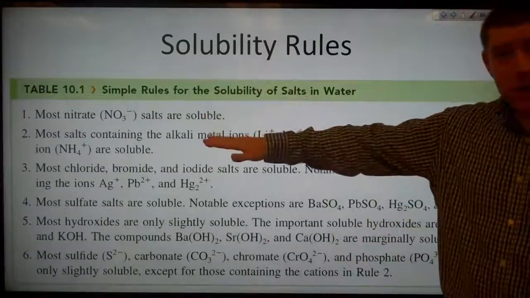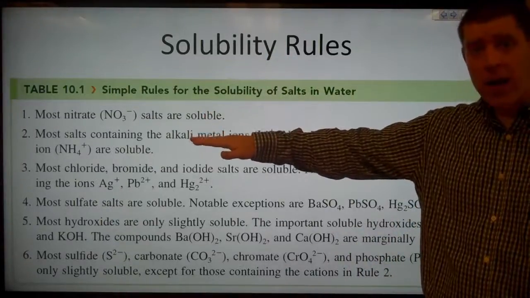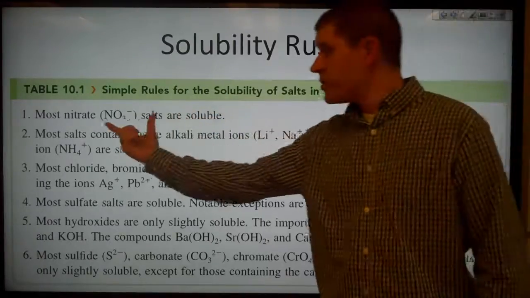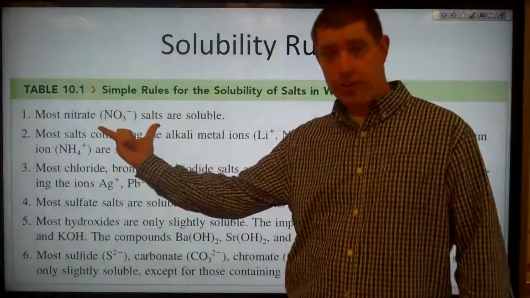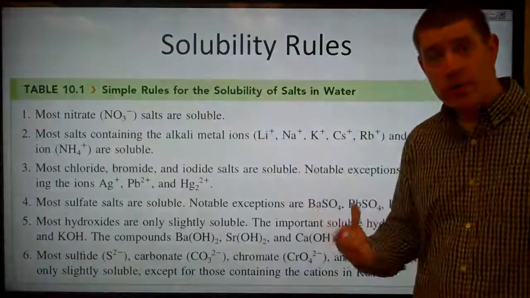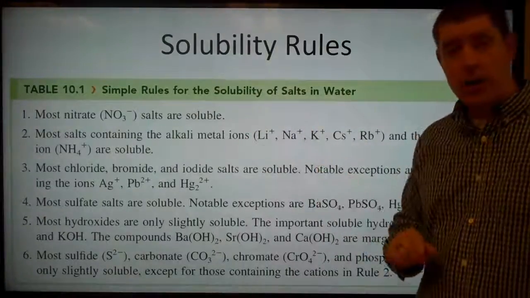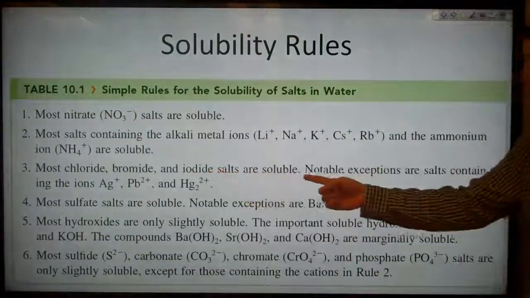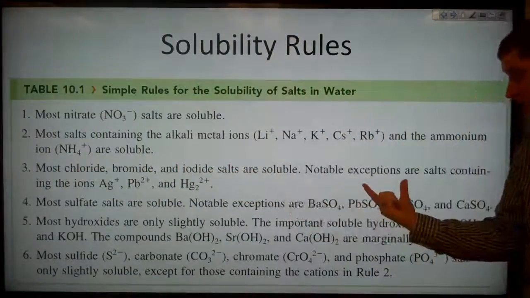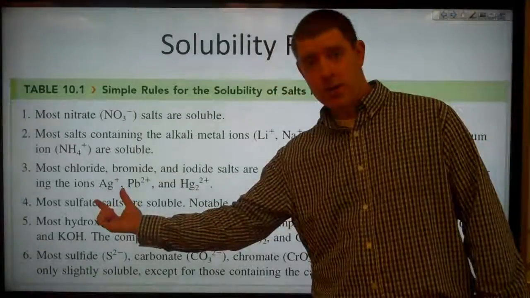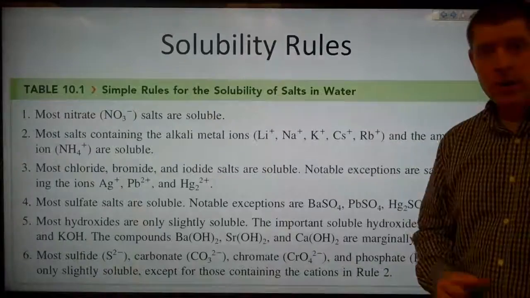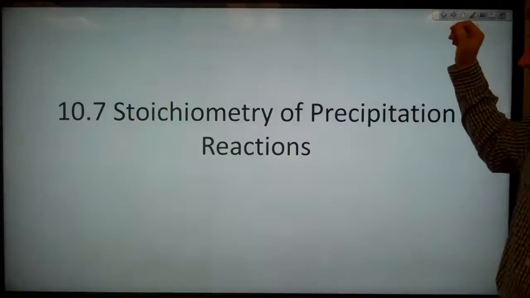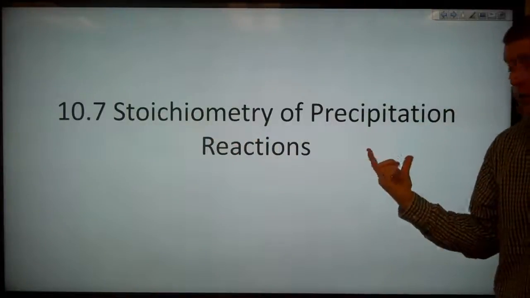So the earlier reaction that we did, where we had silver nitrate reacting with sodium chloride, the silver nitrate was soluble because of rule 1. But then when the silver reacted with the chloride, swapped the nitrate ion for a chloride ion, then we got down here to rule 3. Most chloride, bromide, and iodide salts are soluble, except salts containing silver. So in that case, silver chloride was not soluble, and that is why the silver chloride precipitated out of solution. So that was the stoichiometry of precipitation reactions.